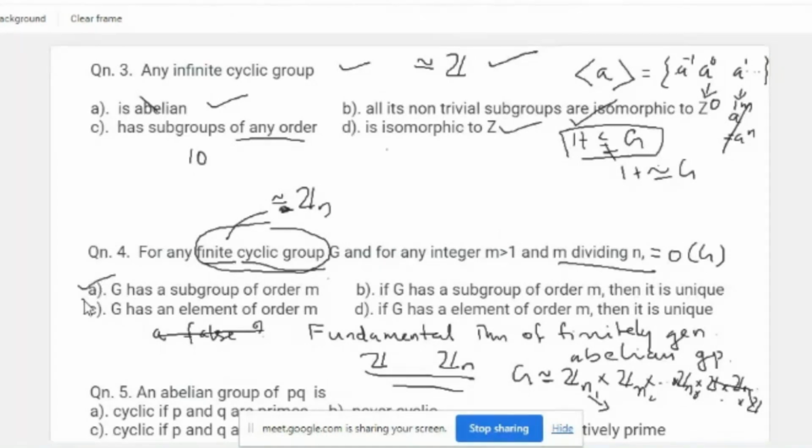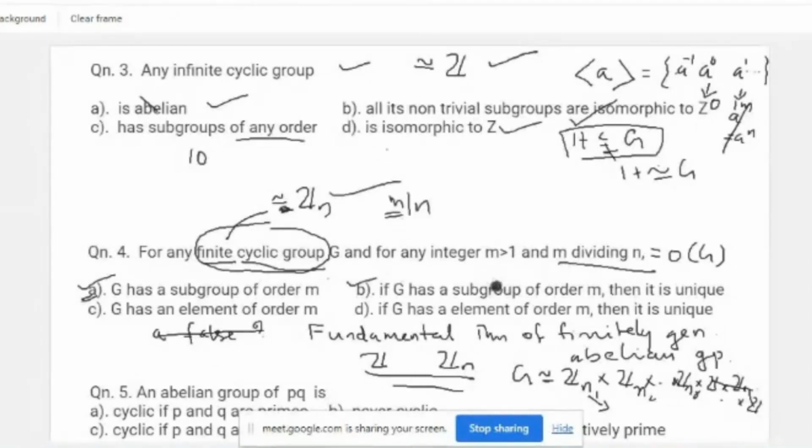Okay, so the fundamental theorem for finitely generated abelian groups ensures this. Most textbooks give the result itself. Every finite abelian group has subgroups of order m for every divisor m of the order of G. That is true. Okay. Now, if G has a subgroup of order m, then it is unique. What about that? This is true. This is also true. That is, for a particular m dividing n, there is exactly one subgroup of that order. Okay, that is true for Zn.